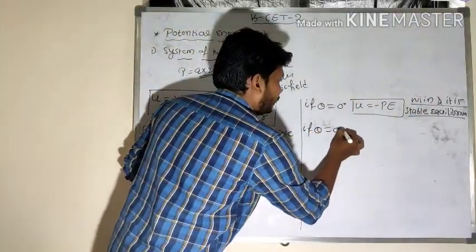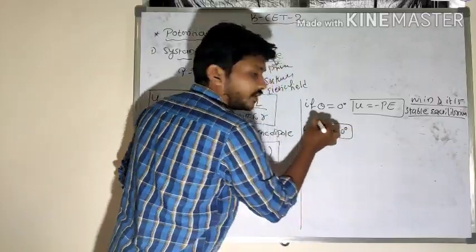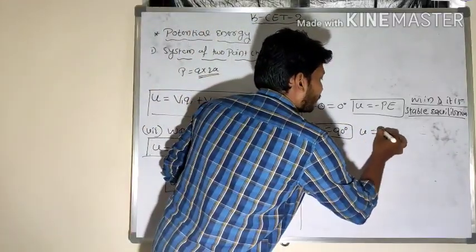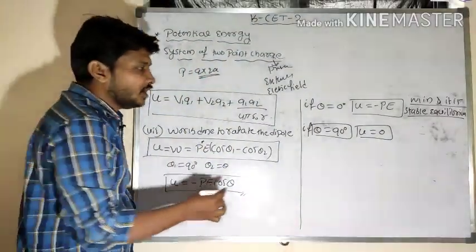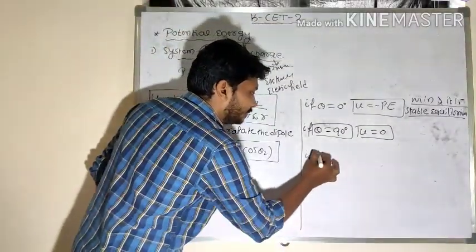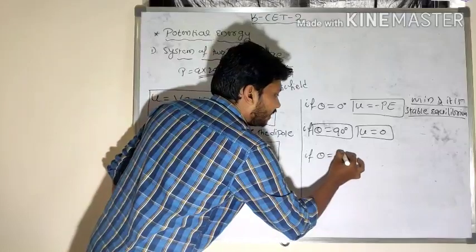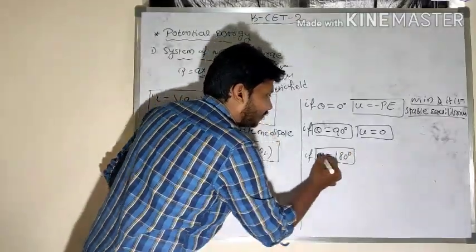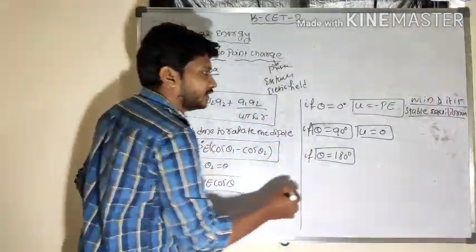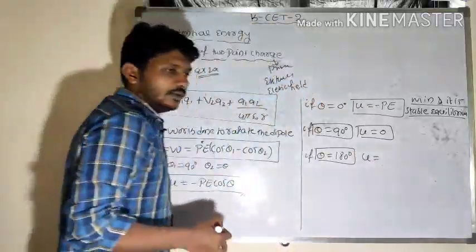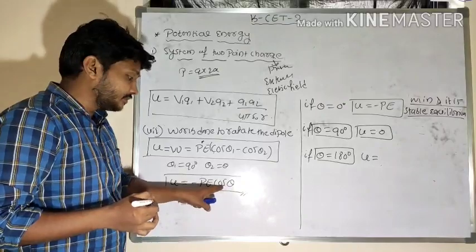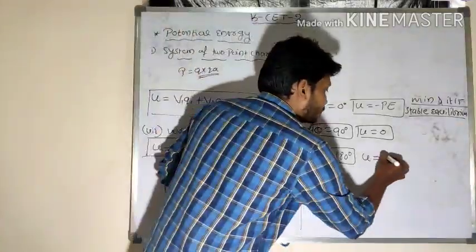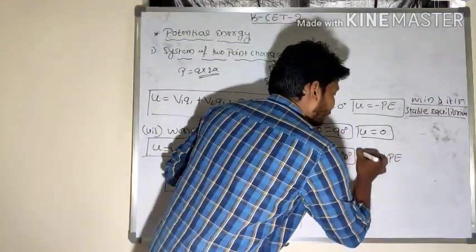If theta is equal to 90 degrees, cos 90 is 0, so the potential energy is 0 here. What is the potential energy value? The potential energy is 0. If theta is equal to 180 degrees, it means the dipole is anti-parallel to the electric field. Then U is equal to minus P E cos 180, which is minus 1. Minus into minus is plus, so U is plus P E.